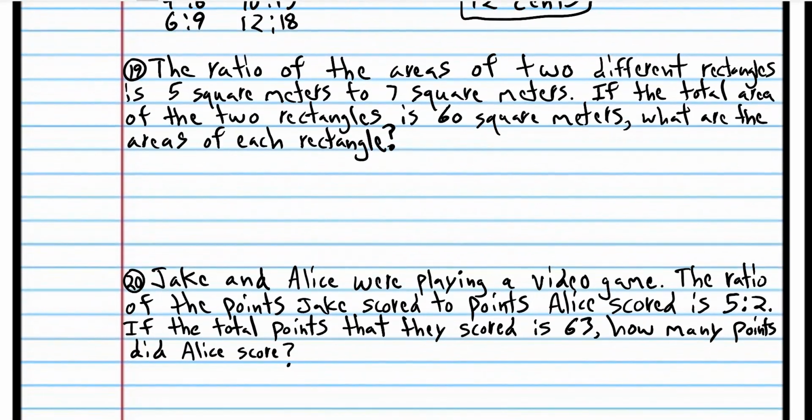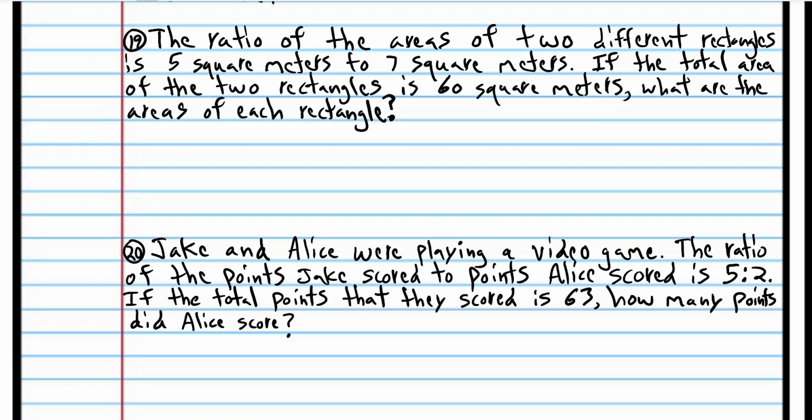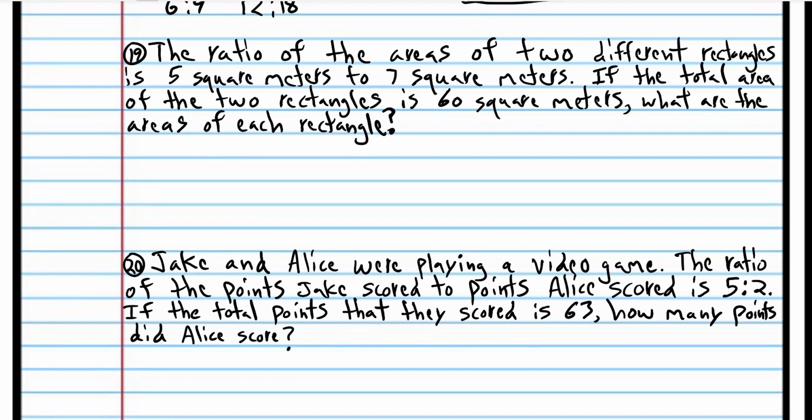Let's do one more of these together, and then you can try a couple on your own. The ratio of the areas of two different rectangles is 5 square meters to 7 square meters. If the total area of the two rectangles is 60 square meters, what are the areas of each rectangle? So the ratio that they gave us in lowest terms is 5 to 7. Again, when ratios are stated, they're almost always stated in lowest terms.